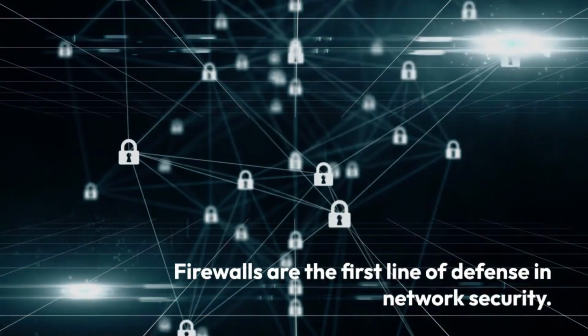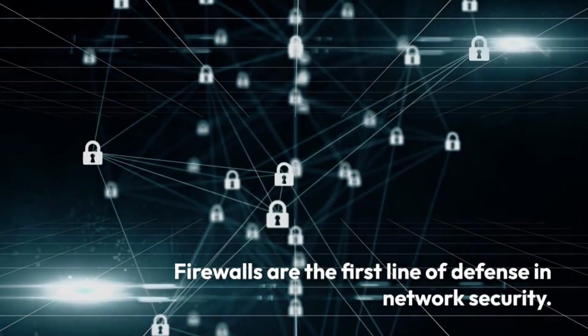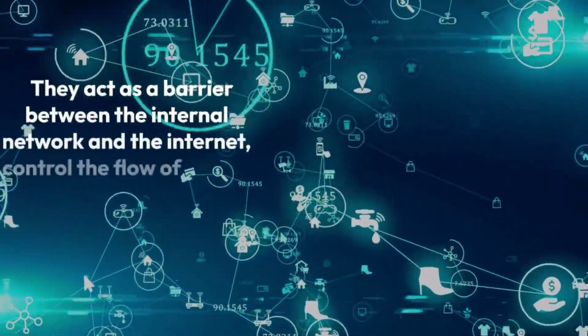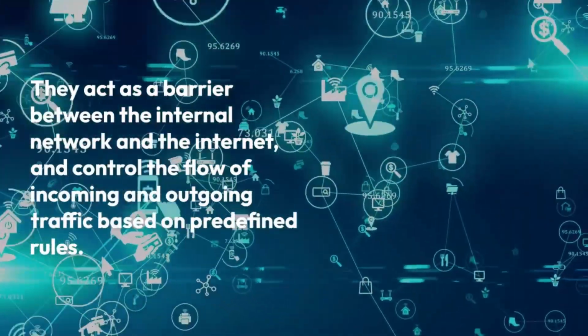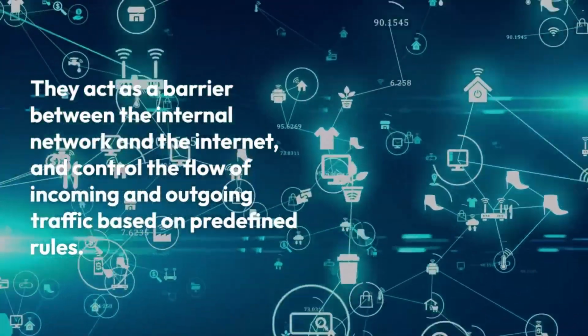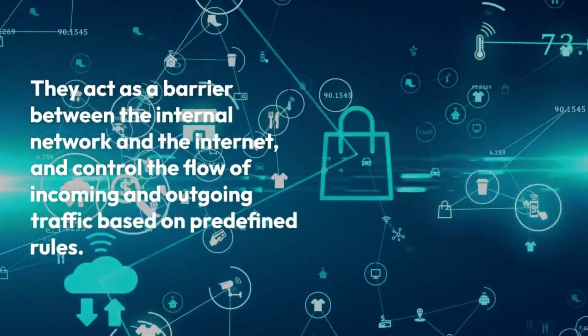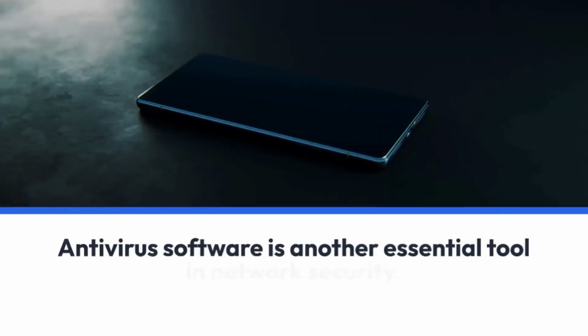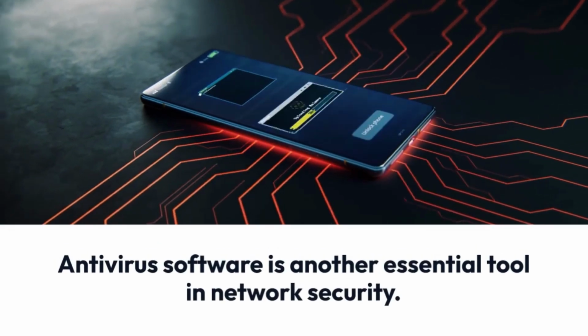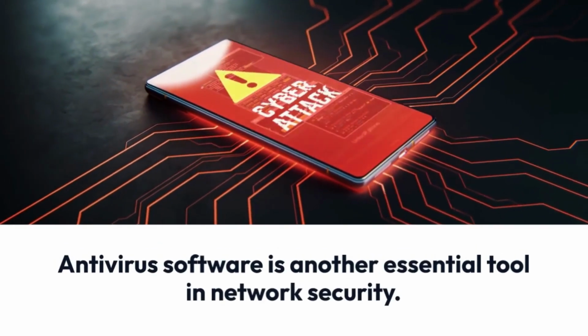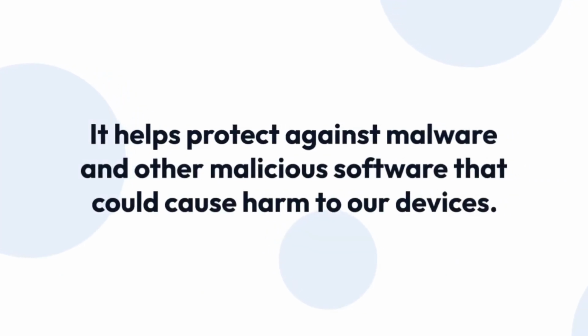Firewalls are the first line of defense in network security. They act as a barrier between the internal network and the internet, and control the flow of incoming and outgoing traffic based on predefined rules. Antivirus software is another essential tool in network security. It helps protect against malware and other malicious software that could cause harm to our devices.